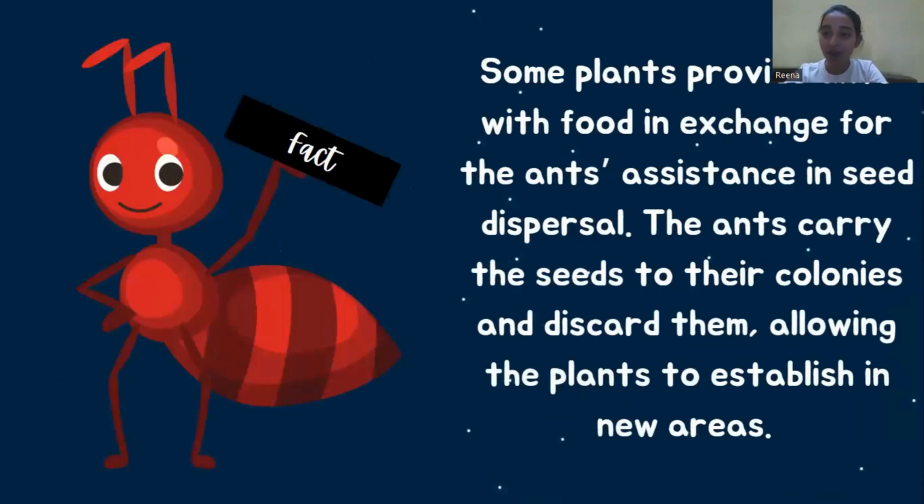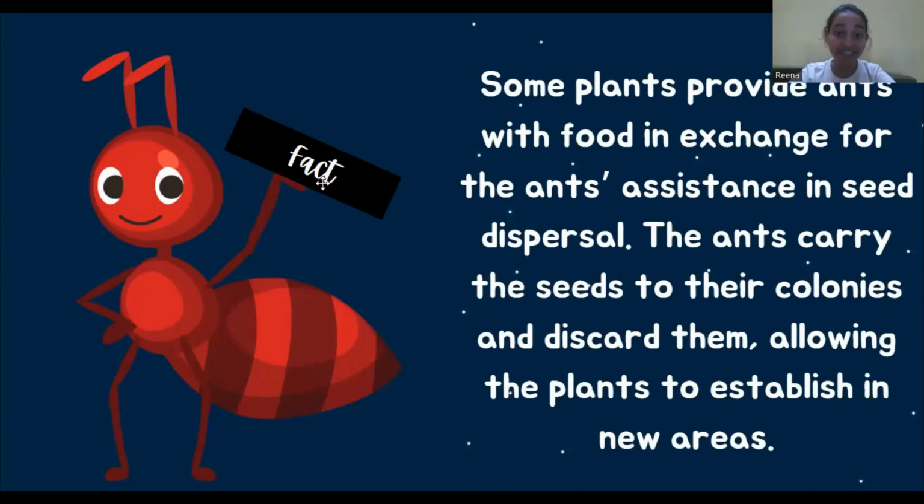So now let's go on with the fact also. This is very amazing. Some plants provide ants with food in exchange for the ants' assistance in seed dispersal. You know that? So what happens? The plants are very tricky and very wise. So what they say is, ants, I will give you food and in return, you will disperse my seeds into another place and help me establish in other areas. Isn't it just amazing?